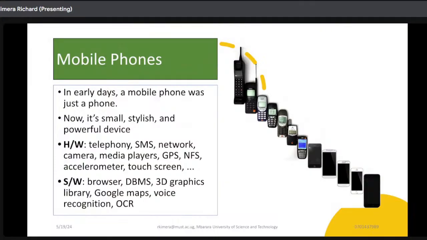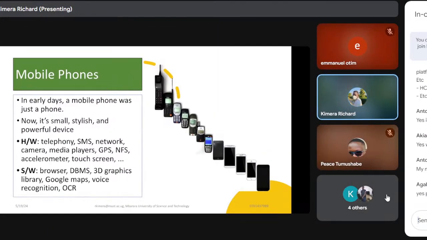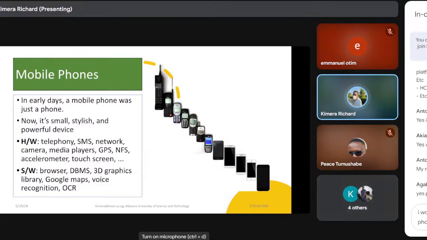So these phones were really big. Batteries, of course, were very big as well. And so were the charging points. And before we reached this size, we even had bigger ones that were the size of a briefcase. You guys know briefcases. So the first mobile phones were like that, like a briefcase.